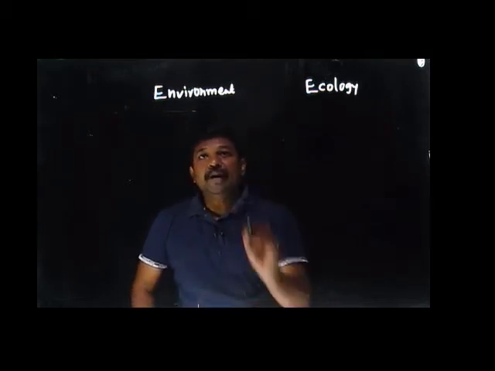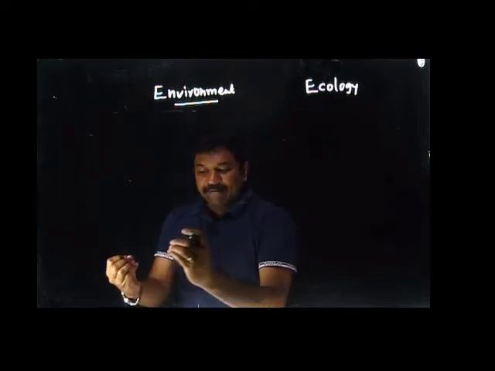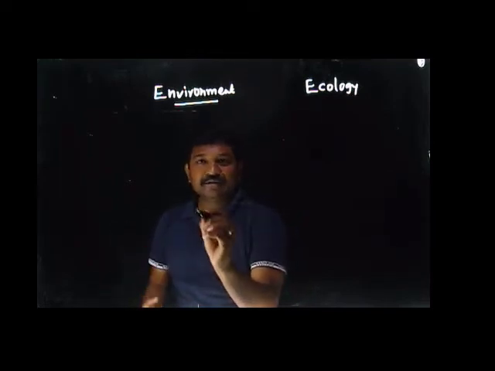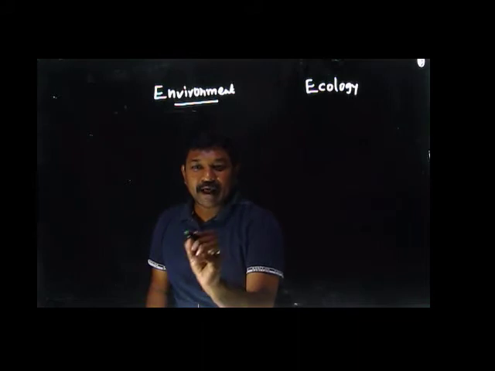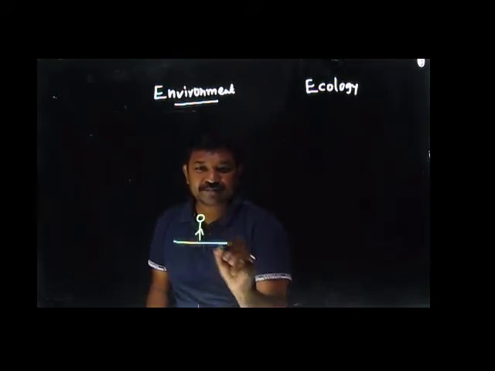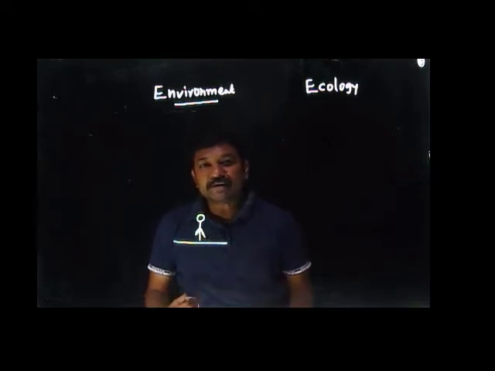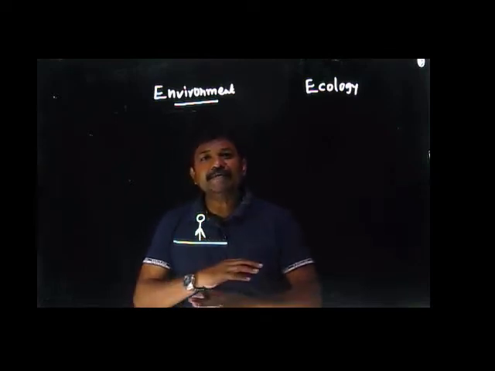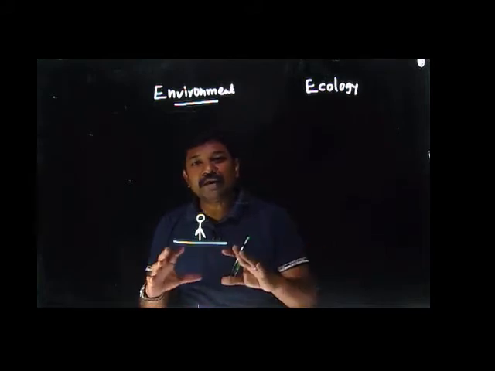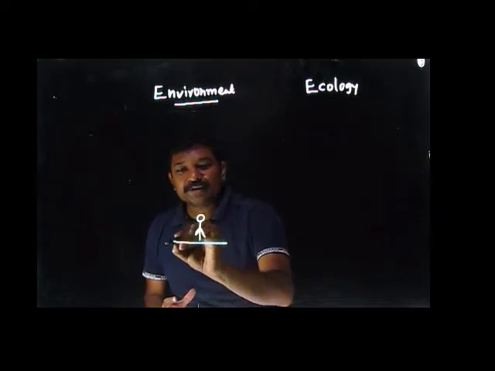What is environment? Environment is nothing but everything around. Everything around a species. Say for example, if this is a species, maybe a human. What is the definition of environment? Simply, it is everything that is surrounding a species. Everything around the species.